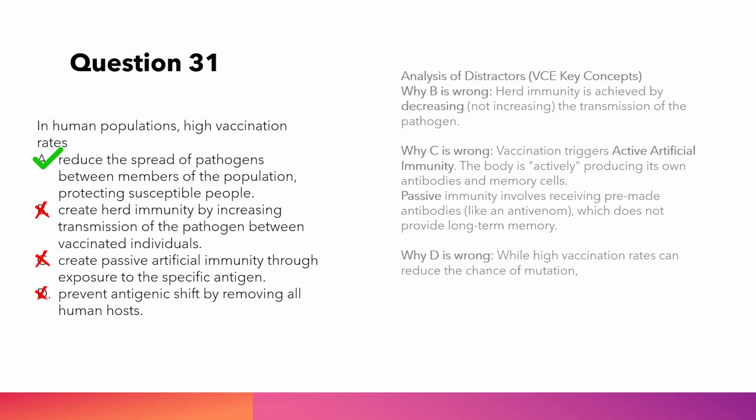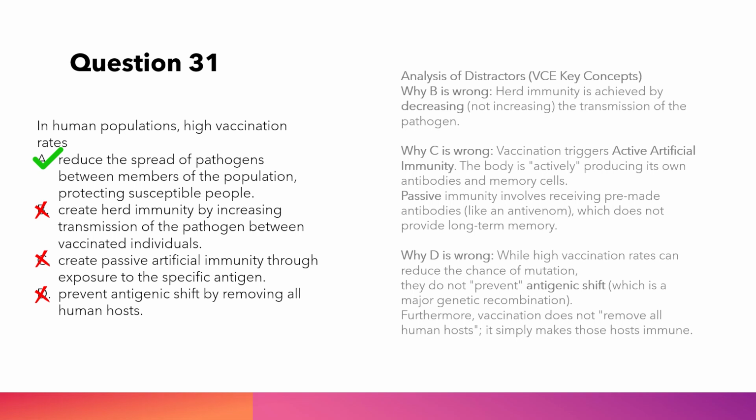Why D is wrong. While high vaccination rates can reduce the chance of mutation, they do not prevent antigenic shift, which is a major genetic recombination. Furthermore, vaccination does not remove all human hosts, it simply makes those hosts immune.